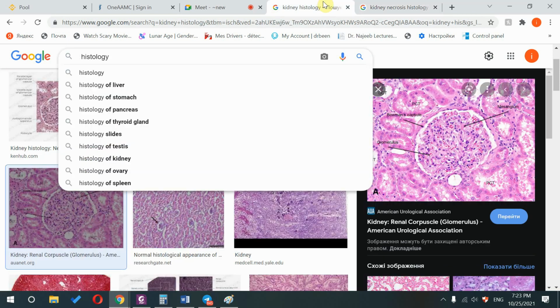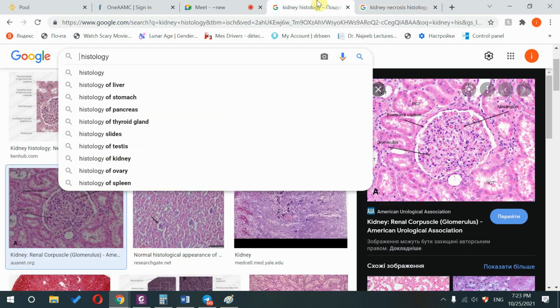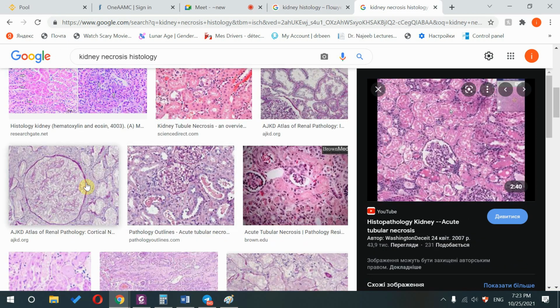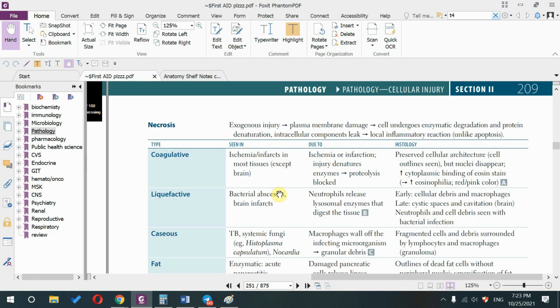What is the difference between this one and this one? Look at the nuclei here. They are absent inside of the tubules. Here, they are present, absent, present, absent. So if you remember one sign of, oh yeah, this is even a better one. There is no nuclei, which means it's necrosis, but the structure overall is the same. So this is an example of coagulative necrosis. I like to imagine it coagulates everything in its place. Okay? So here we have ischemic infarcts in most tissues except the brain.